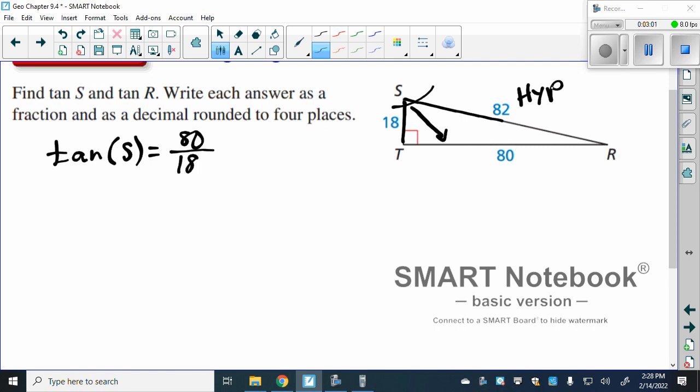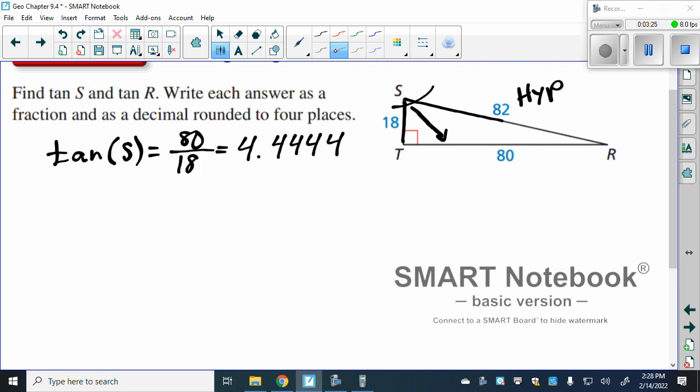So tangent of S is opposite over the adjacent, so 80 over 18, which is 4.4444, rounded to 4 places. And that's all we have to do for this one.